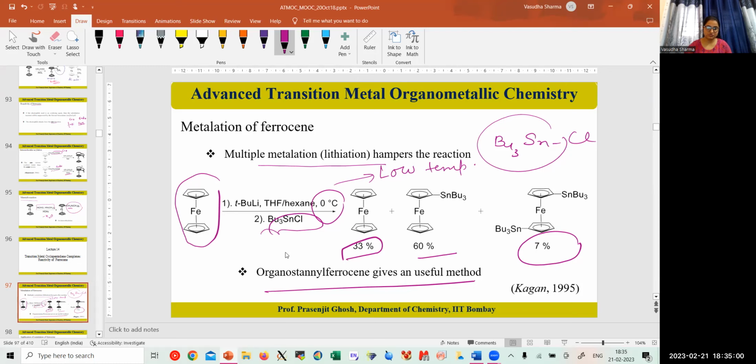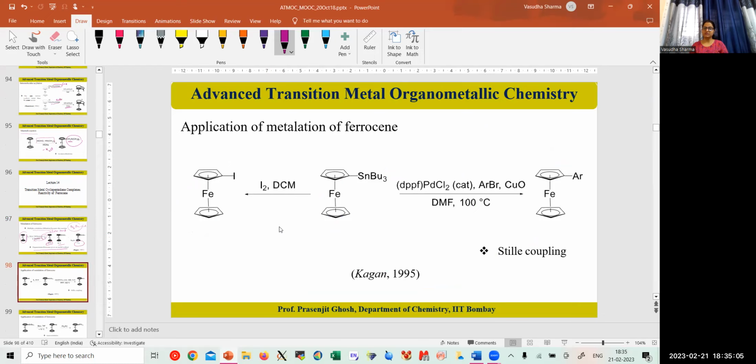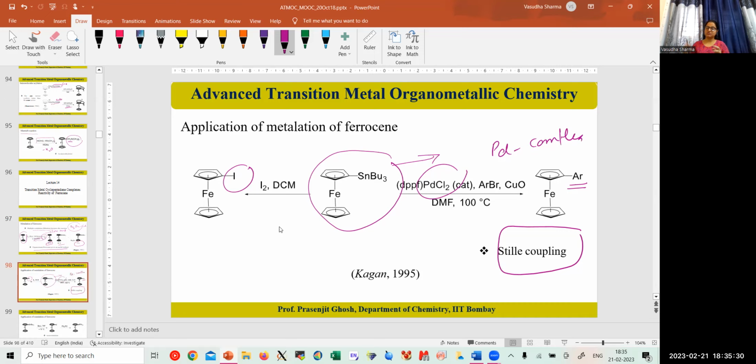Now, when we have that tin or lithium over there, if it reacts with your iodine, or if tin butyl is there, which reacts with your iodine, it will take one iodine, and the iodine will come on this position. Similarly, this particular compound is even more helpful in giving you an aryl substitution. This is called a coupling reaction, named the Stille coupling, where the complex used is a palladium complex, where oxidative addition followed by reductive elimination will give you an Ar, any aromatic moiety which you want to attach over there.